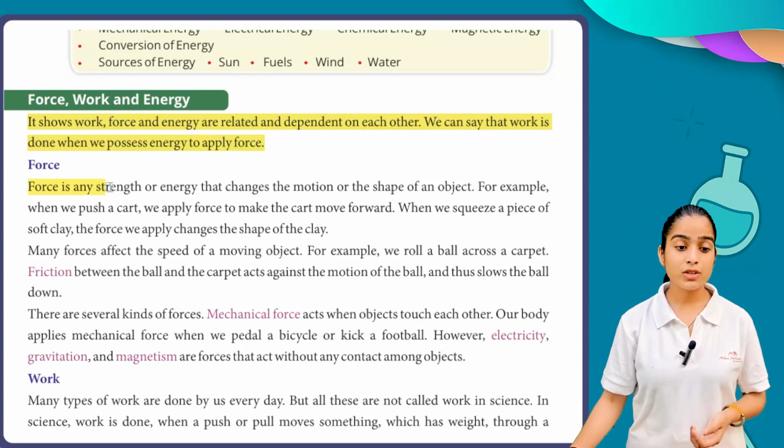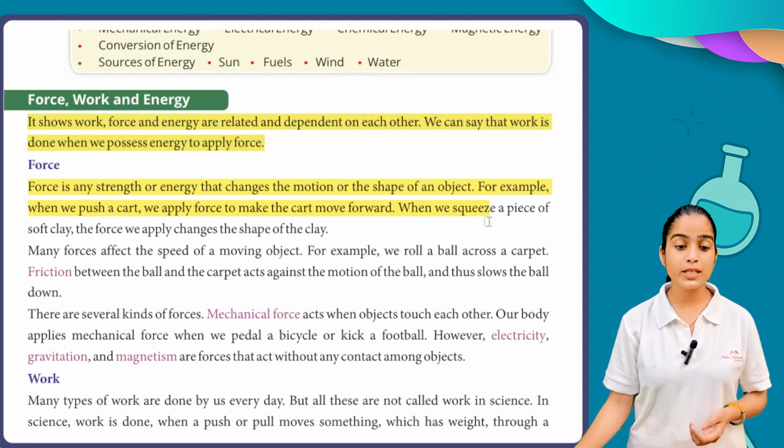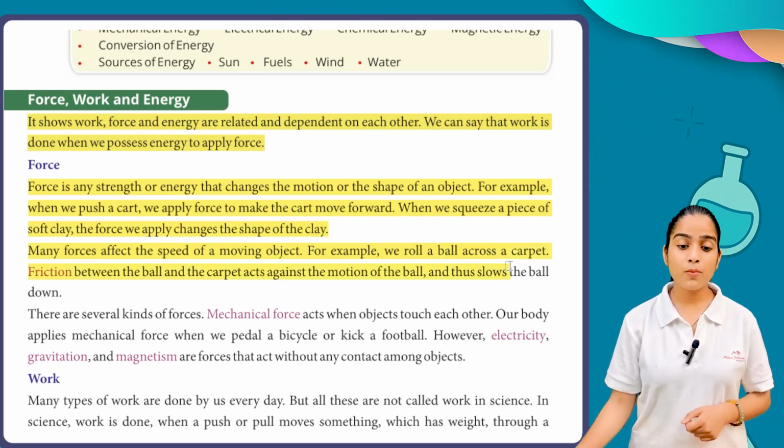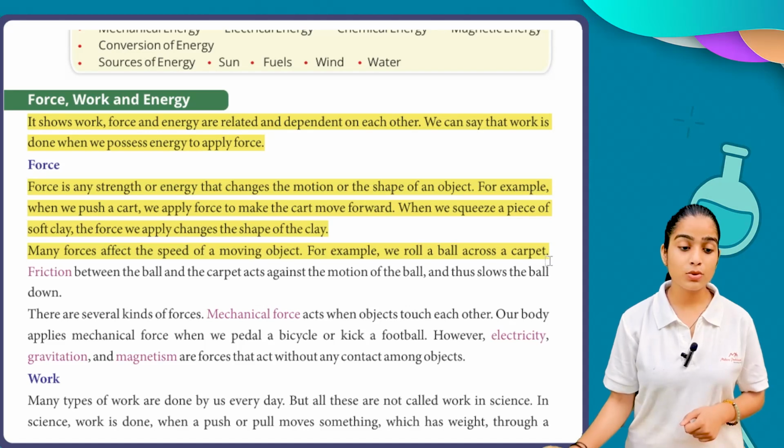Force is any strength or energy that changes the motion or the shape of an object. For example, when we push a cart, we apply force to make the cart move forward. When we squeeze a piece of soft clay, the force we apply changes the shape of the clay. Many forces affect the speed of a moving object. For example, we roll a ball across a carpet. Friction between the ball and the carpet acts against the motion of the ball and thus slows it down.